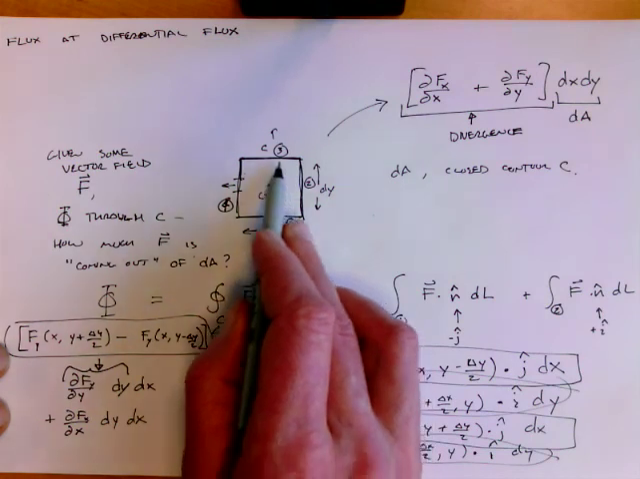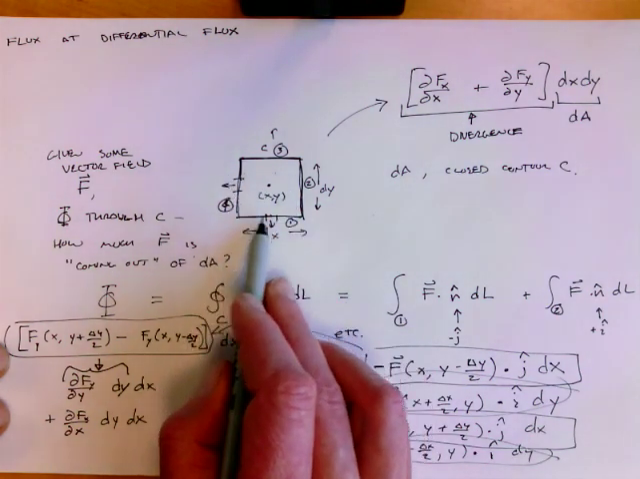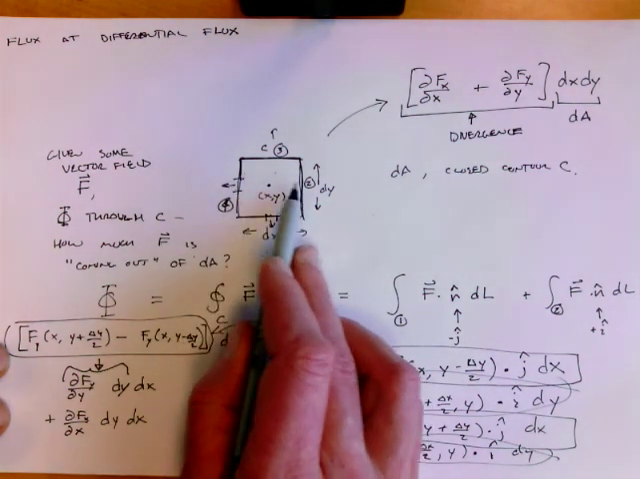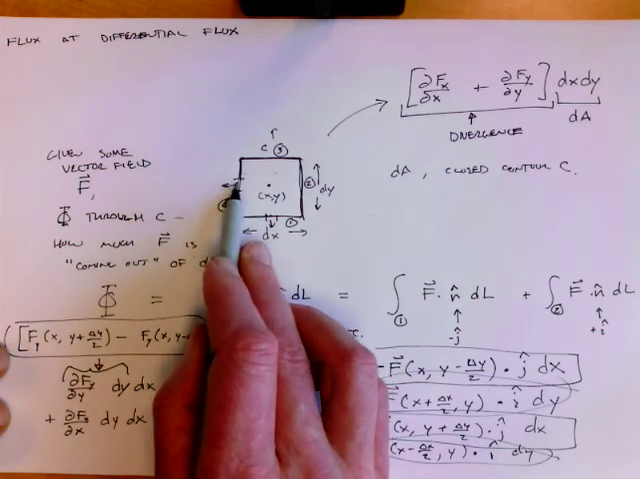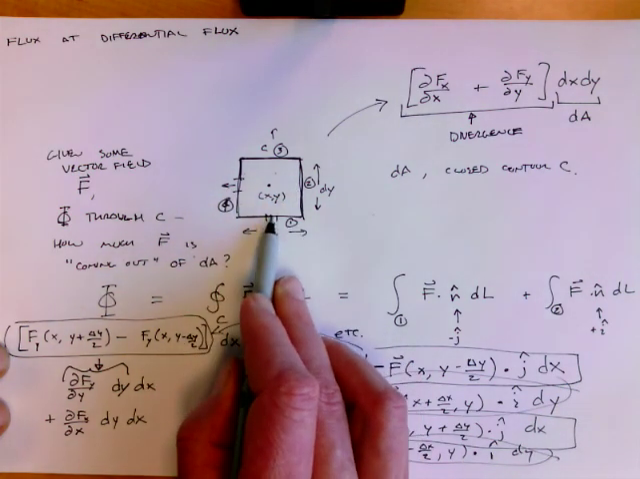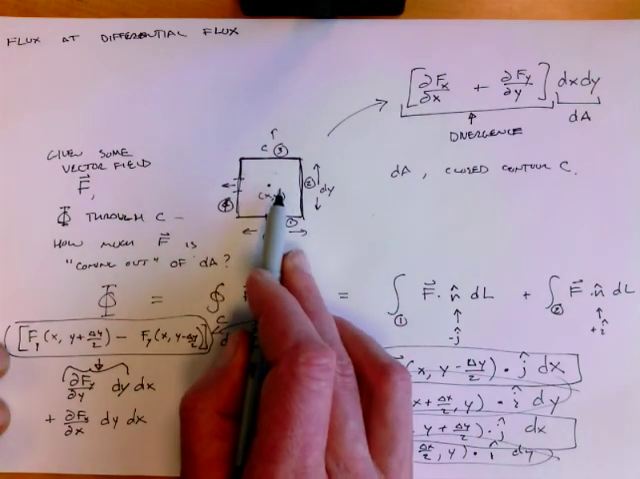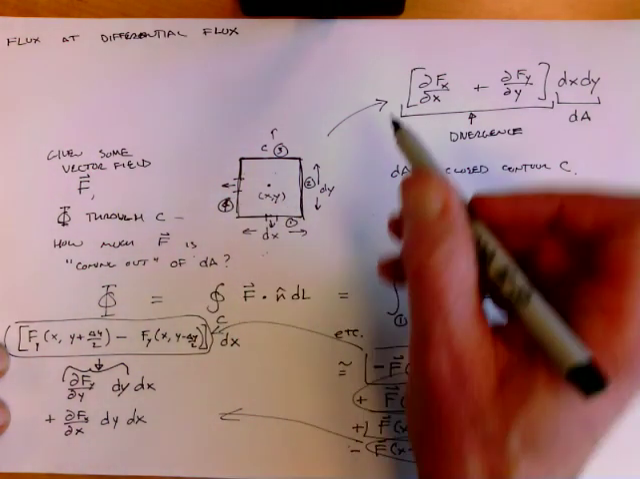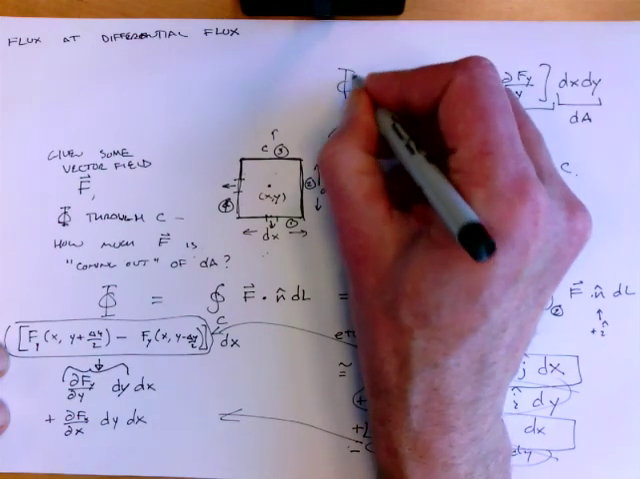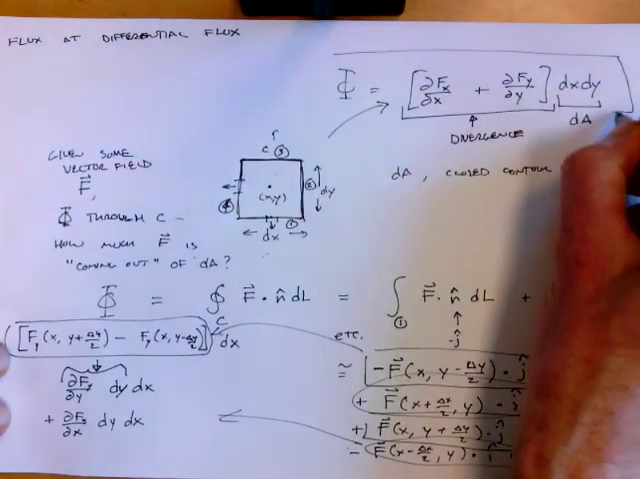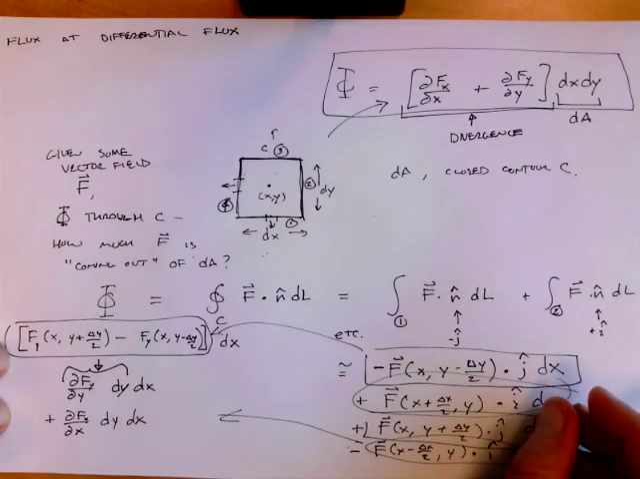The only way that I'm going to get a net flux into or out of this surface is if the vector field is changing, either if the x component is changing as I go from this side to this side, or if the y component is changing as I go from this side to this side. Those are the conditions necessary for me to get a flux. So my flux for this little chunk is simply given by this expression.